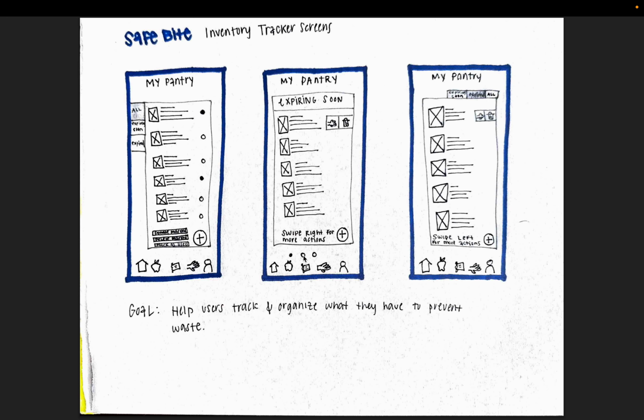But this one I did a carousel option, so you could swipe through: these ones are expiring soon, this is what is expired, and this is what all is. And then this screen is essentially the same as this one, except I have tabs and my tabs are up top. I mainly just want to use this to help them track and organize what they have to prevent waste. So this is where my sustainability actions are going to come in, or start to come in at least.